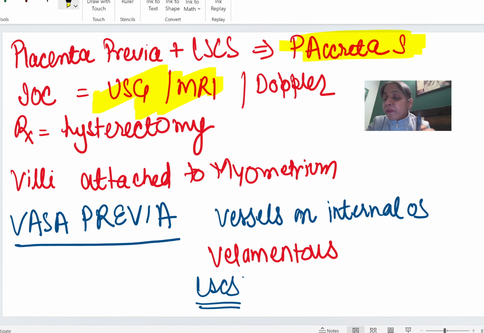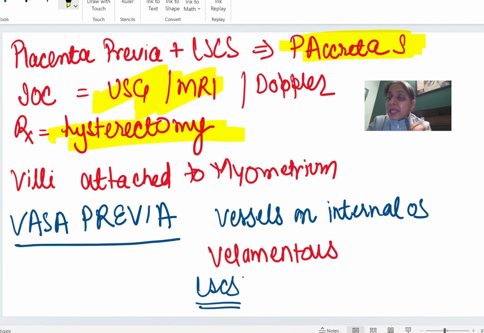What is the treatment of placenta accreta? Treatment of placenta accreta is hysterectomy. Post cesarean hysterectomy.